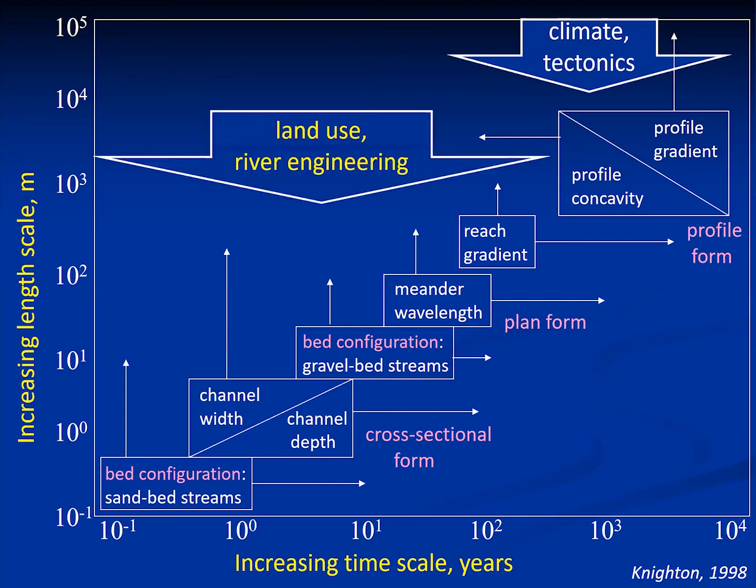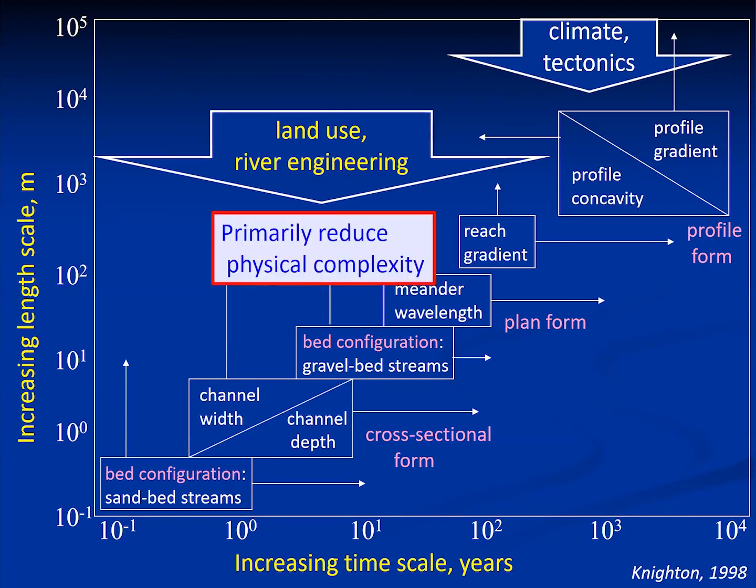Much of what we do as humans influences the short to intermediate scales, either indirectly through land use or directly through river engineering. And with very few exceptions, the net effect of those activities has been to reduce physical complexity. So we've made our rivers more like irrigation canals, simple, uniform, homogeneous to the extent that we're able. And because of that, we've lost a lot of river function, I think.